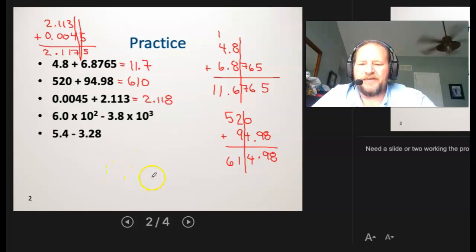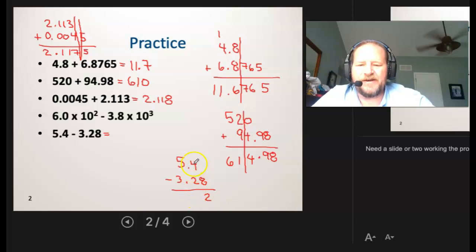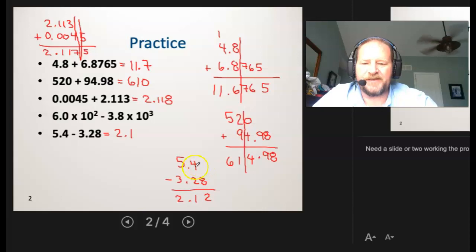5.4 minus the 3.28. So we'll have 5.4 minus 3.28. This is an understood 0, so that's going to be a 2. To make that a 10, we stole 1 from the 4, so that's a 3 now. So that'll be a 1. And then 5 minus 3 will be 2. The 2 does nothing to the 1, so this is going to be 2.1. We had to stop at the tenths place because of the 4.